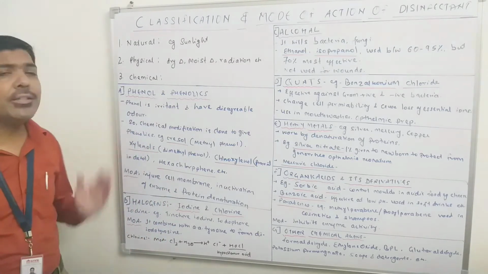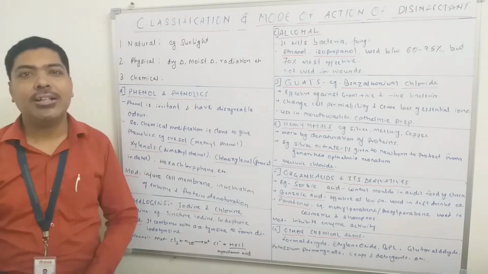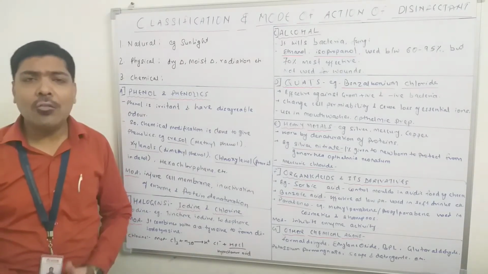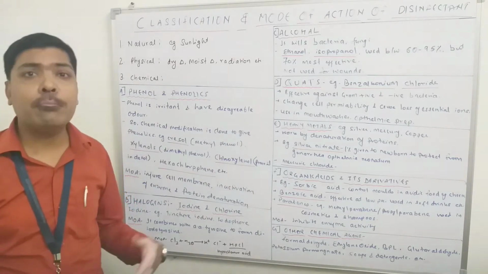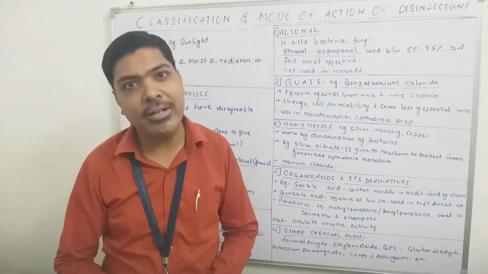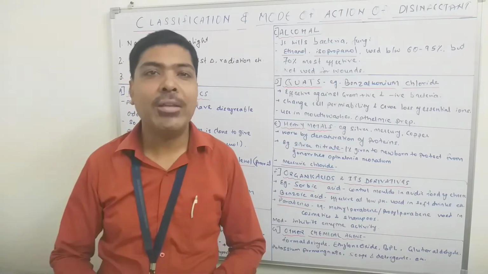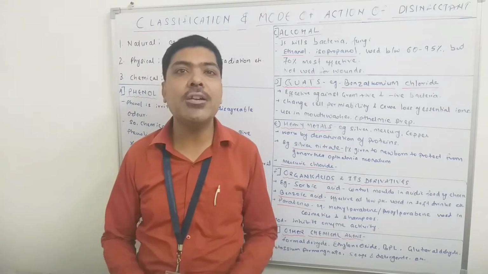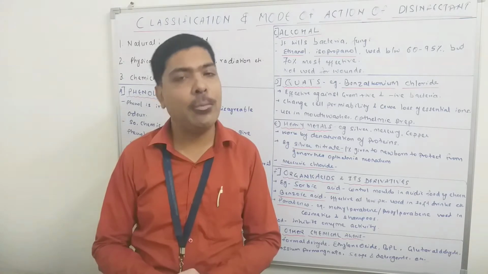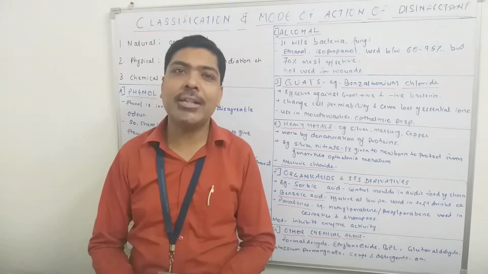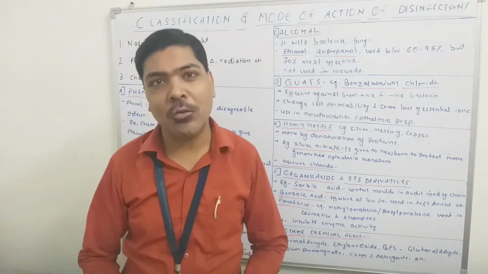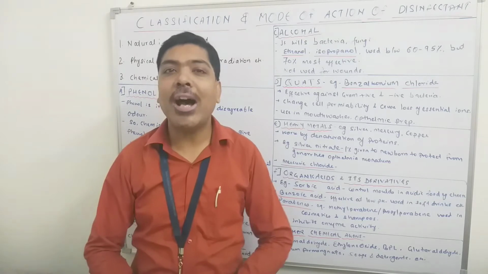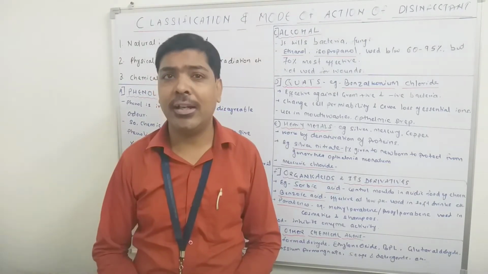Coming to the first chemical disinfectant, which is called phenol and the phenolics. Phenol is considered a very active disinfectant, and if we compare phenol with any other disinfectant, we'll find that its effectiveness is very high. The concentration of phenol generally used in the laboratory for disinfection purposes is around 1%. But there is one disadvantage associated with the use of phenol: it is highly irritating and also has a disagreeable odor.